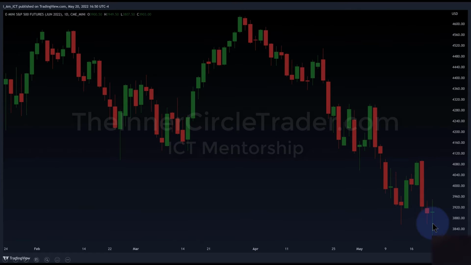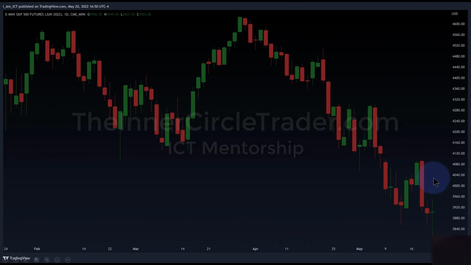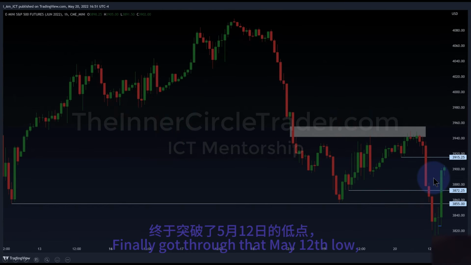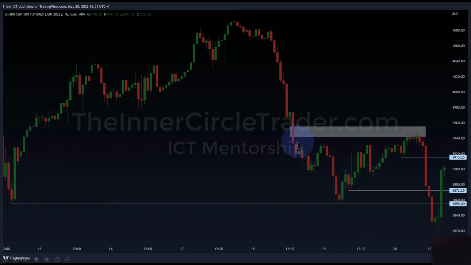It's not. We rallied up into the gap, then broke down, taking out relative equal lows. Finally got through that May 12th low. Small little fair value gap in here. Extended out in time. This is what was not shown on YouTube.